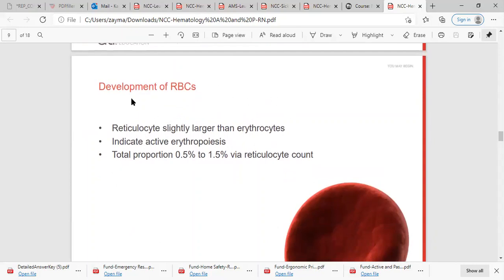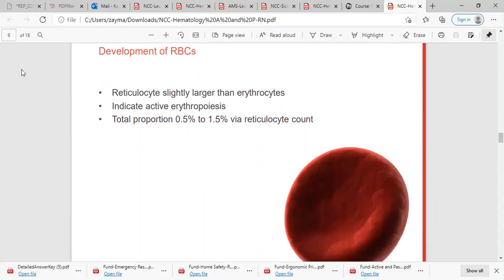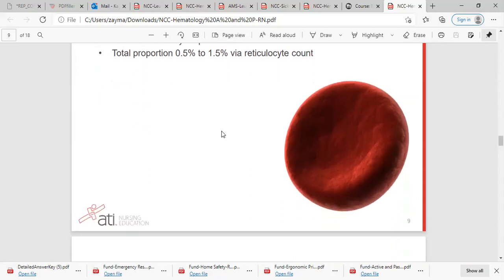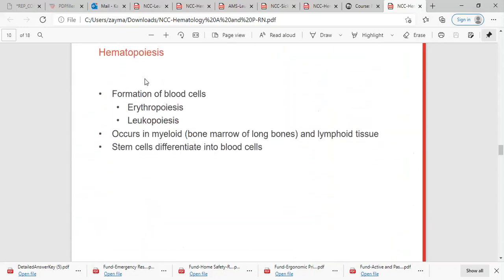All right, development of red blood cells. I pretty much already said that. The retic count, the reticulocytes, are those immature red blood cells, and are a sign of erythropoiesis, or red blood cell production. That's what erythropoiesis is. So elevations in retic count are signs of that.